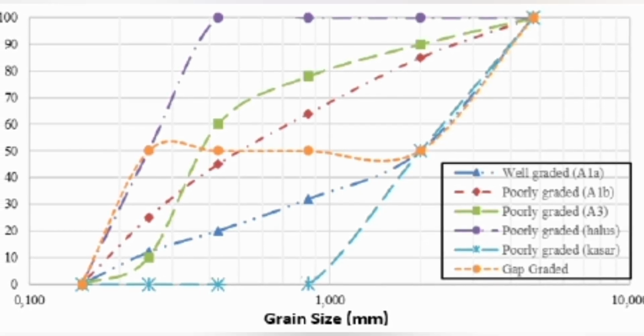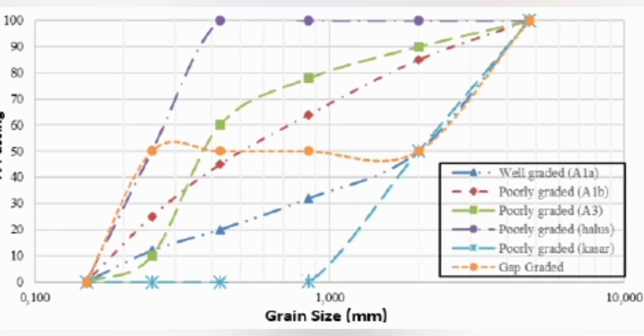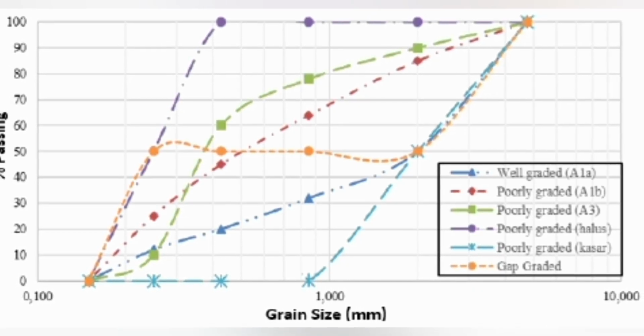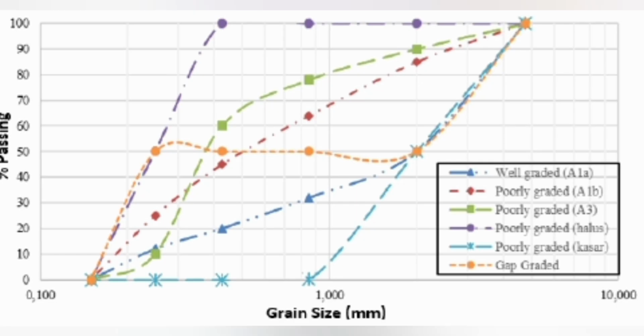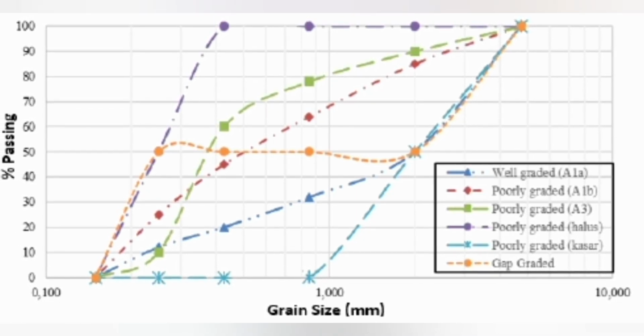This data is plotted on a gradation chart, and the sand is classified into one of four grading zones: Zone 1, 2, 3, or 4 as per IS 383 or ASTM C33. Zone I is coarse, Zone 4 is fine.